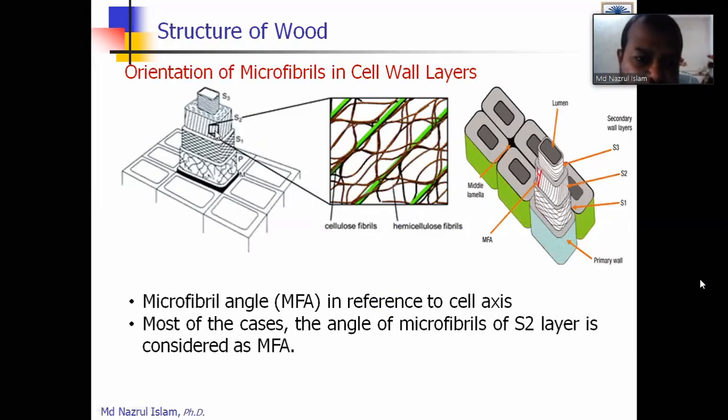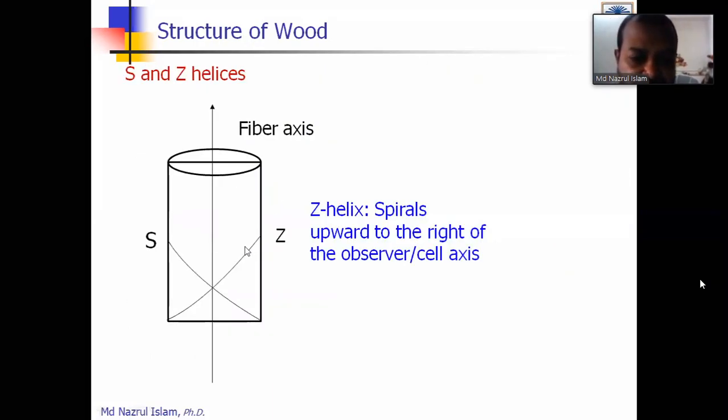In the S2 layer, that is almost straight, and in the S3 layer, it is oriented in both directions. So it has some cell axis or fiber axis, whatever we say, and some of the microfibrils make an angle. So that we are saying, you will see it clearly. In the right hand side, the microfibril oriented in the right hand side makes an angle with the fiber axis, that we are saying Z helix.